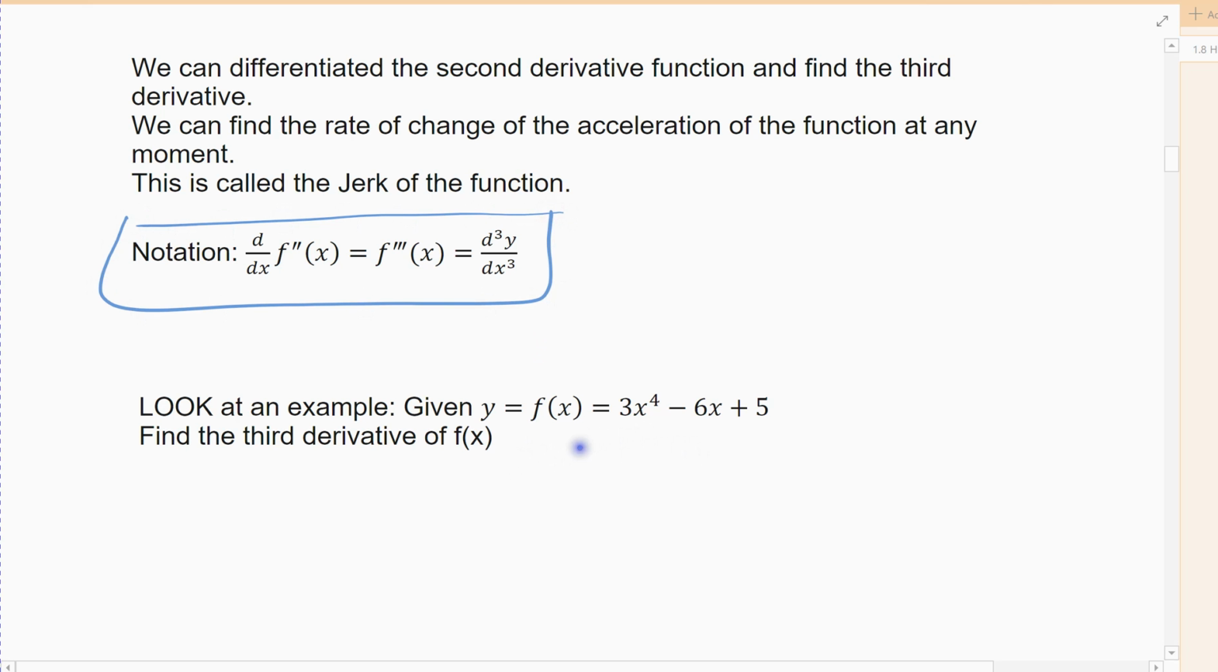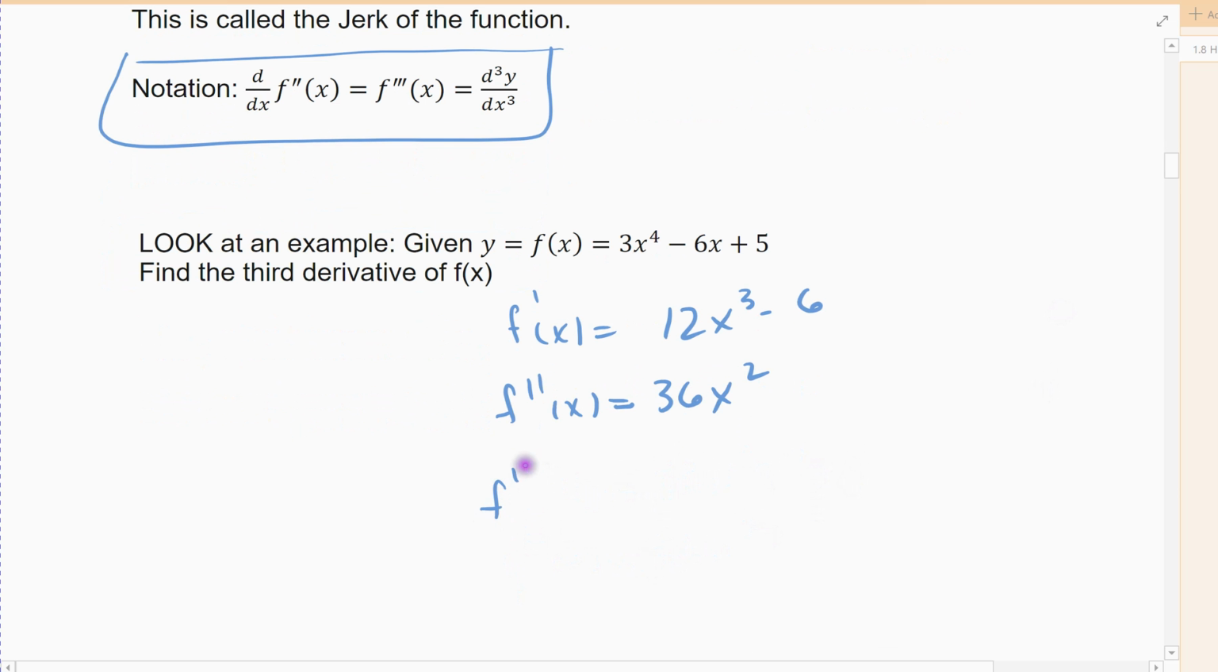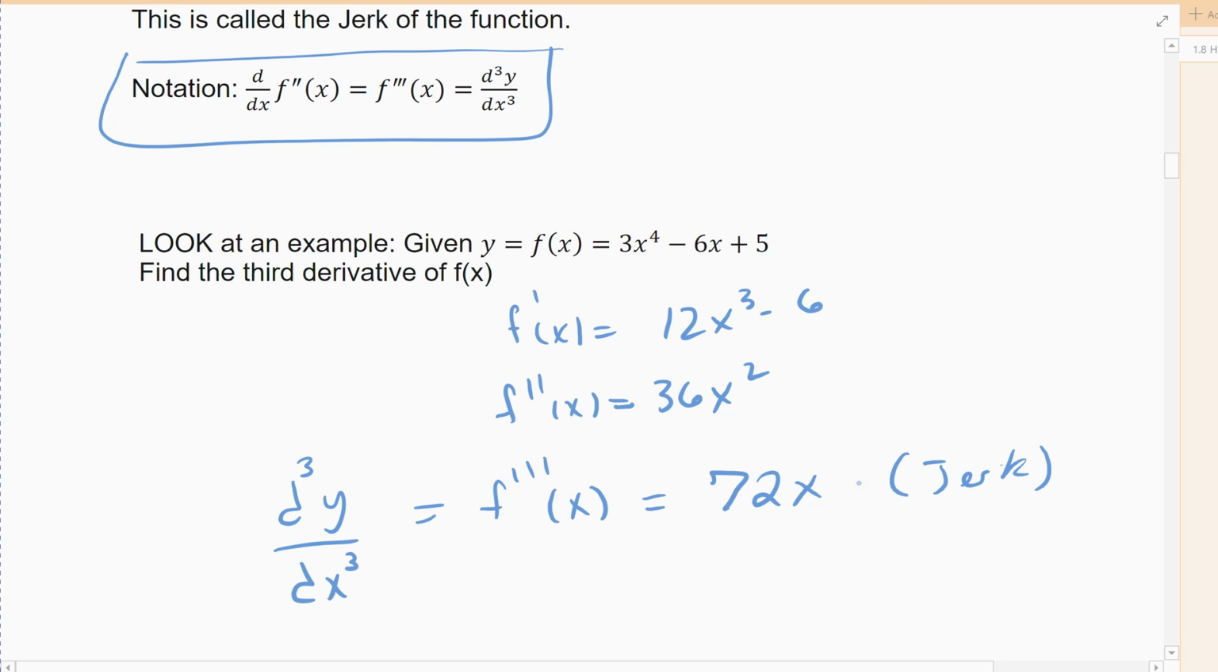All right, so this is the same function that we had in the previous example. The first derivative, the velocity, was 12x cubed minus 6. The acceleration was 36x squared. And now the third derivative, which we write with either a third prime or, again, taking the derivative 3 times of my function with respect to x 3 times. This one's just a simple power rule. I take 36 times 2 to get 72x raised to the first, and there would be the jerk equation in physics. Again, we're not going to use this one as much. For this class, we typically stick to first and second derivatives.